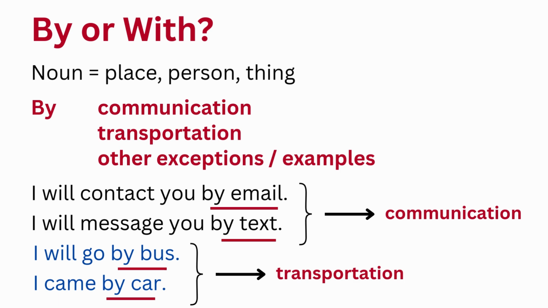You will also notice something. When we use "by" and we're using a noun, we don't usually have the article there. So I don't say, I will go by a bus or I came by a car. It's usually without any article. I will go by bus. I will go by subway. I will go by airplane. I will go by bike. So again, we often use "by" with nouns when we are talking about communication or transportation. There are some other times we talk about them, and various exceptions, but this is the main rule.